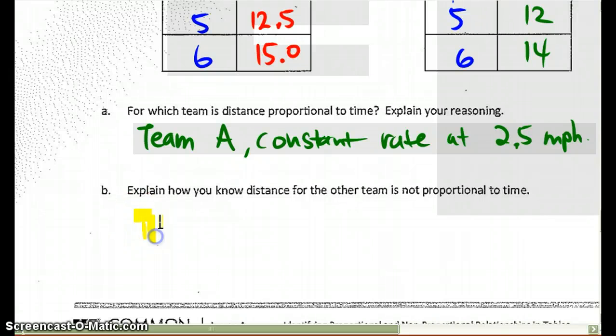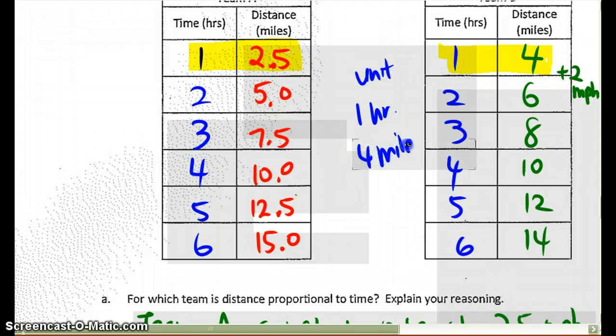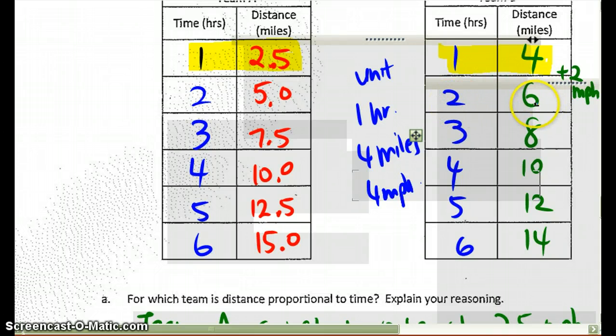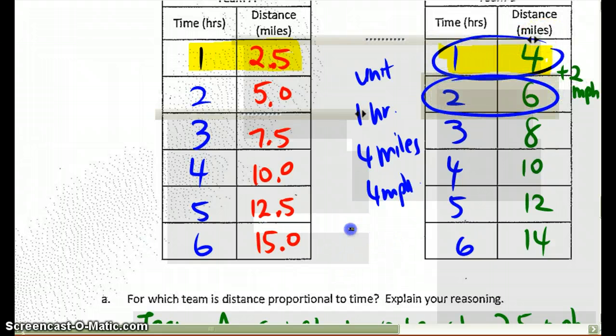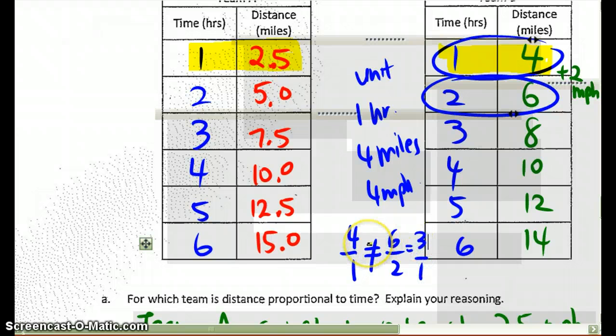And Team B isn't proportional because if you look at the ratio here, 1 to 4 that I've highlighted, of 4 miles in 1 hour, then when you get to 2 hours, it says 6 miles. If the unit rate is showing 1 hour and they travel 4 miles, which is 4 miles per hour, then at 2 hours they should have traveled not 6 miles, but instead 8. So if I write it as a ratio, 4/1 and 6/2, they are not equal. 6/2 is the same as 3/1, and that is not equal to 4/1.